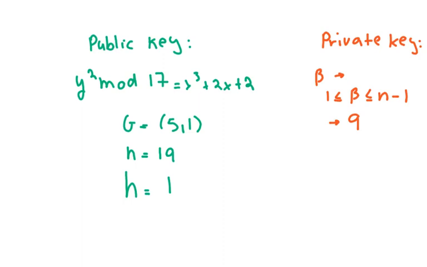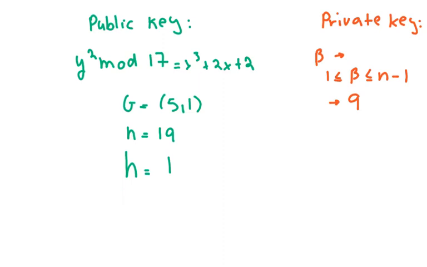What Bob has to do now is compute 9g, or the 9th term of the cyclic group that he generated. 9g he computes by looking at the cyclic group, and it has the coordinates of 7, 6. So Bob releases this information of 7, 6 publicly, but he does not release his value of beta. He only releases the coordinate point he got when he multiplied beta by g.